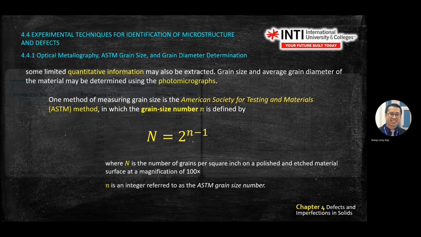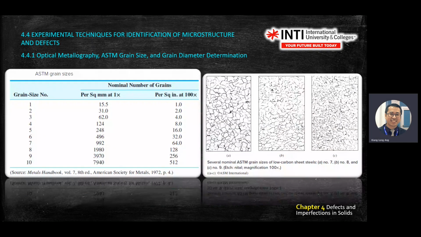So this is the chart referring to ASTM. So grain size number 1 to 10, and nominal number of grain, you refer to the power that you use. The middle column is one times the power. The one on the right here is 100 times the power. Okay.